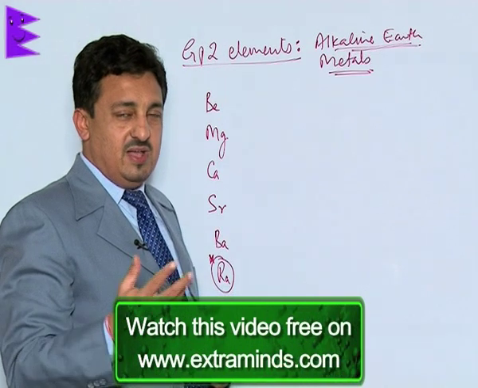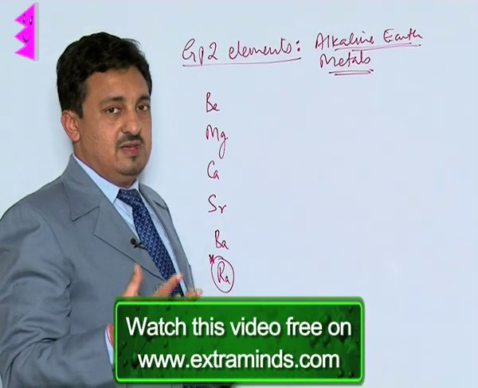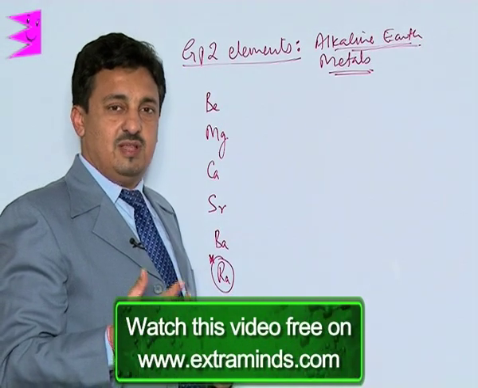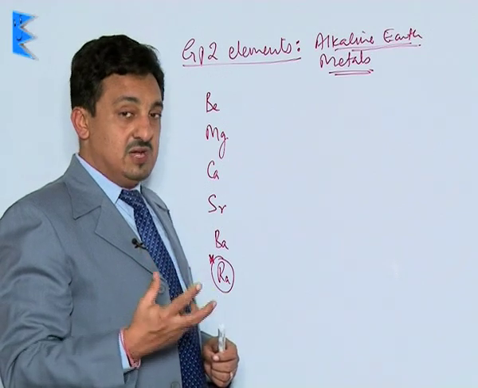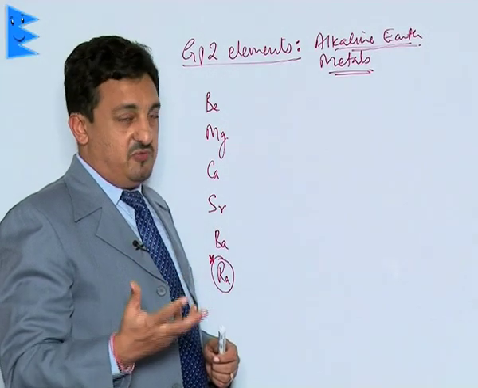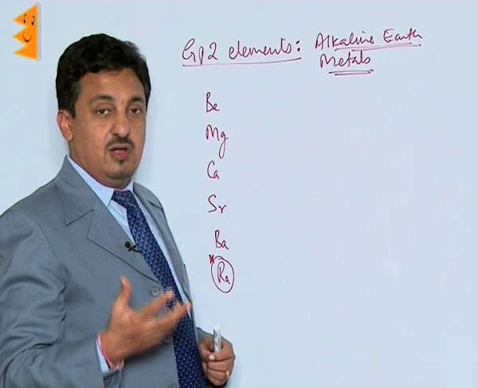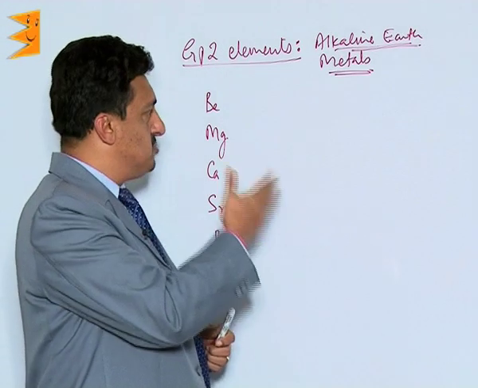I've explained why they are called so: their compounds are the main important constituents of the plant's ash, and their compounds are also found in the earth's crust. That's why they are called alkaline earth metals. Now let us move further.